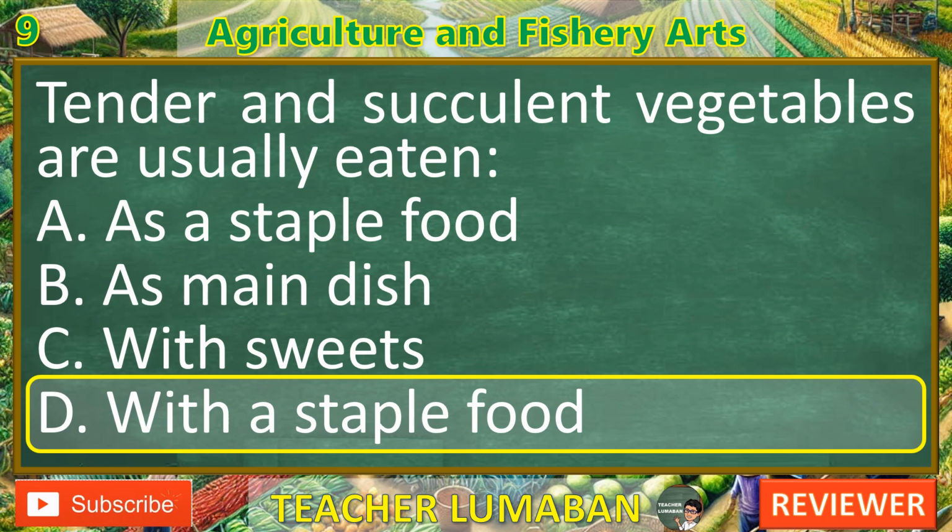They provide flavor, texture, and nutritional variety when paired with staples. Thus, the correct answer is D, with a staple food, as this reflects the common practice of consuming tender vegetables as accompaniments to main meals.